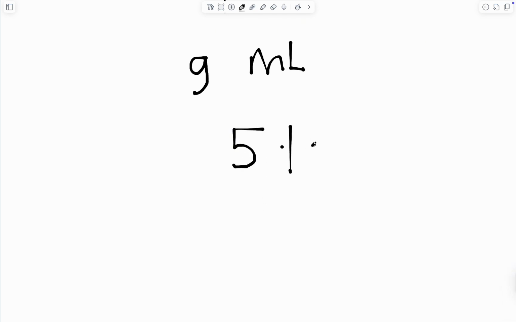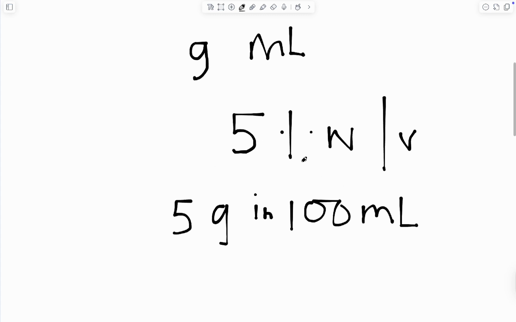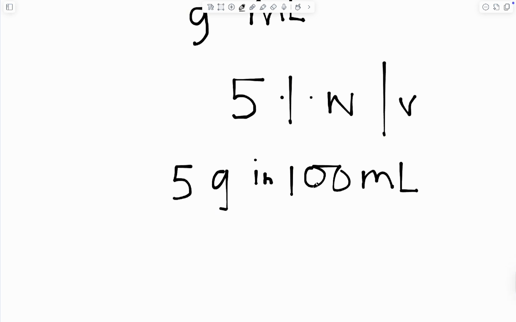So we've got 5% weight over volume. When I see this in the exam question, the best thing to do is express it. What I mean by express it is write out what it is. So 5% weight over volume basically means 5 grams in 100 mL. So this number is always the grams value, or whatever the first value is, because it could also be volume in some cases. And then in 100 mL.